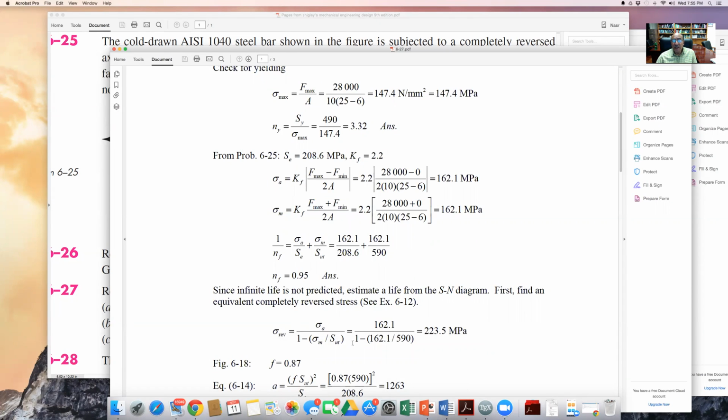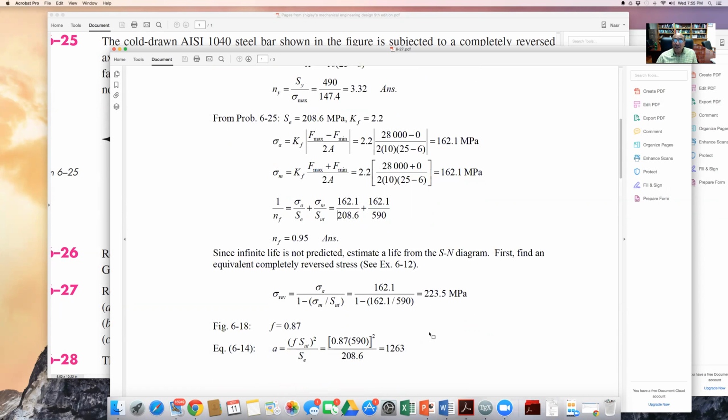And when we do this calculation, we find that the alternating stress used to be 162.1, but when we combine the damage due to the mean, the equivalent fully reversed becomes 223.5. So it's larger. And therefore we can use it now in determining the lifetime.